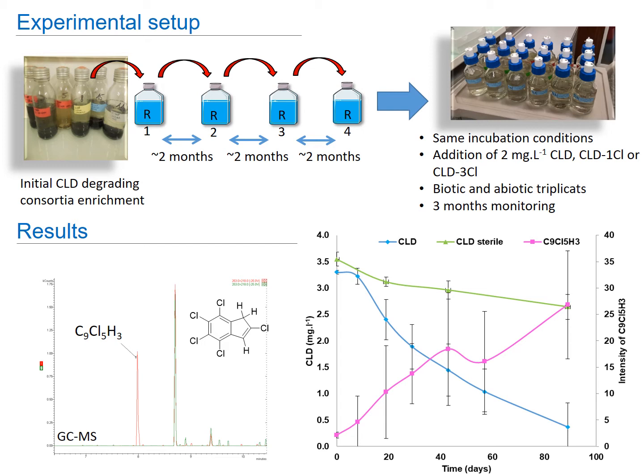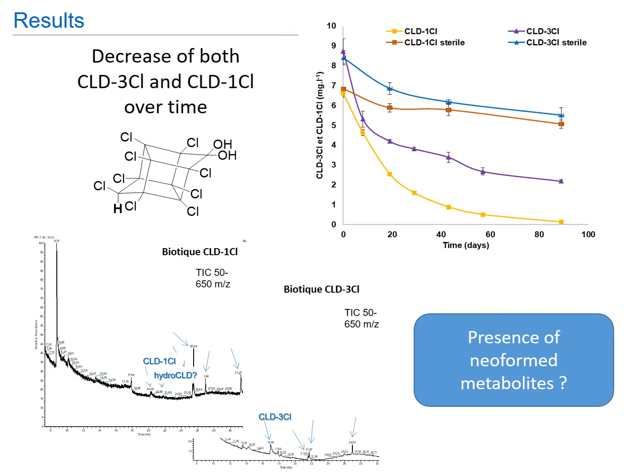So briefly, some results. Here in the graph below you have the evolution of chlordecone in the sterile and in biotic conditions, and we can clearly see a decrease in the chlordecone concentrations over time, and at the same time, with the pink line, we can see an increase in a C9 molecule, which has been recognized and found before to be a direct product issue from bacterial degradation of chlordecone. In the other conditions, with the hydrochlordecones, we also saw a decrease of these molecules over time during the incubations, but there was no immediate obvious metabolite formed, and certainly no C9 molecule.